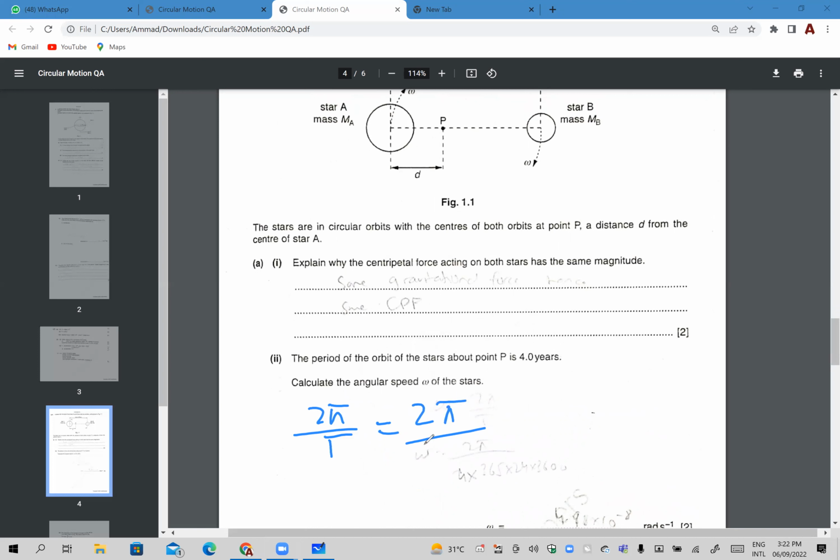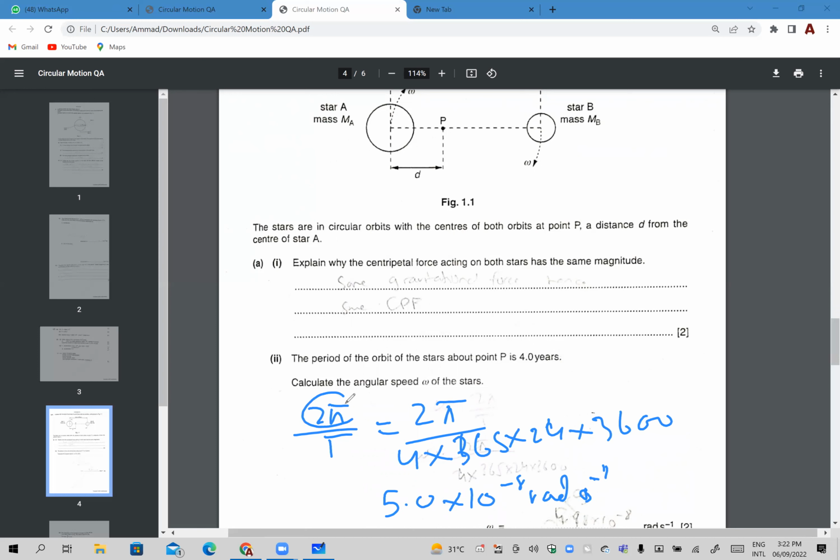4 years into days, 365 days into 24 hours into 3600 seconds. It's going to be a huge value. Answer आ रहा है 4.98 into 10 to the power minus 8. And you can round it off to 5.0 into 10 to the power minus 8 radian seconds negative 1. Remember, this is the unit for omega.